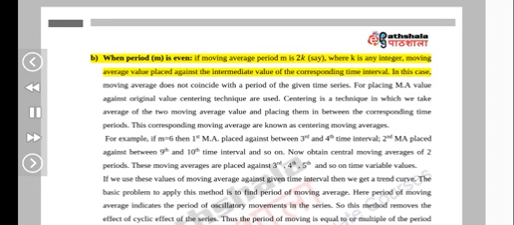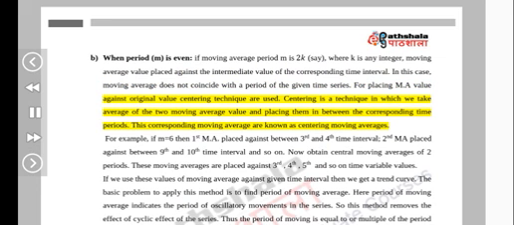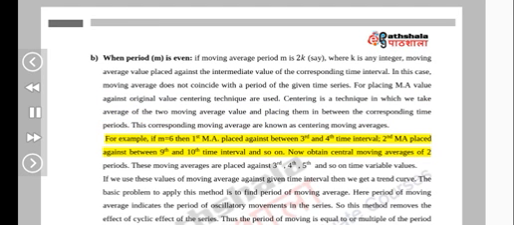B. When period m is even. If the moving average period m is 2k, say, where k is any integer, the moving average value is placed against the intermediate value of the corresponding time interval. In this case, the moving average does not coincide with a period of the given time series. For placing a moving average value against an original value, the centering technique is used. Centering is a technique in which we take the average of two moving average values and place them in between the corresponding time periods. These corresponding moving averages are known as centered moving averages. For example, if m equals 6 then the first MA is placed between the third and fourth time interval, the second MA placed between the fourth and fifth time interval and so on.